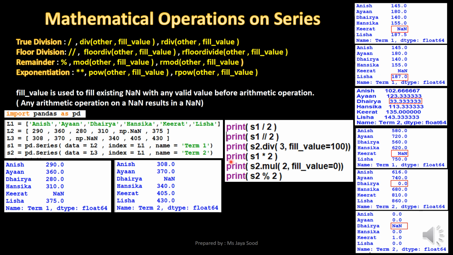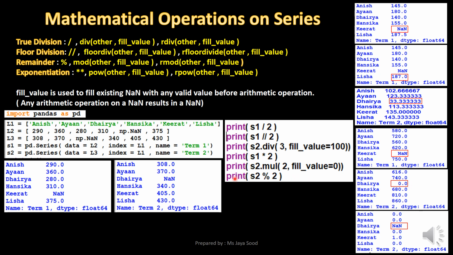The next statement, print S1 * 2, will multiply each element of the series S1 by 2 and will give the results in decimals. The value for Kirat, which was a NaN, when multiplied by 2 will result in a NaN. The next statement, print S2.multiply(2, fill_value=0). We'll first replace the NaN values in the series S2 with a 0 and then multiply each element by 2. The value for Dhairya, which was a NaN, will be 0 multiplied by 2, that is 0.